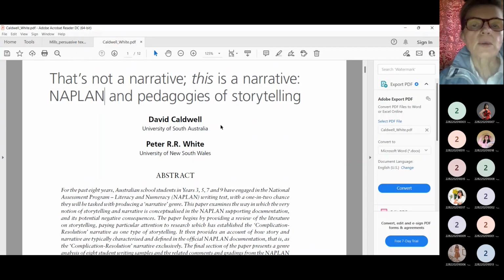Okay, so basically what they are saying is that NAPLAN and the pedagogies of storytelling, there is some sort of tension here in the title, they suggest. They say, this is not a narrative, this is a narrative, right? So they are saying there's a tension in the way the concept of narrative is conceptualized in pedagogy and in NAPLAN.